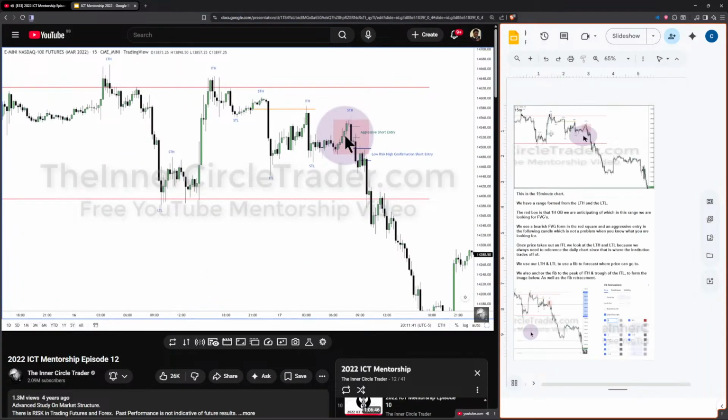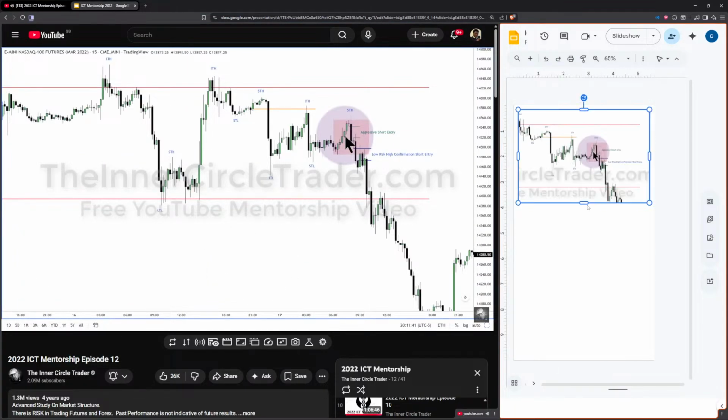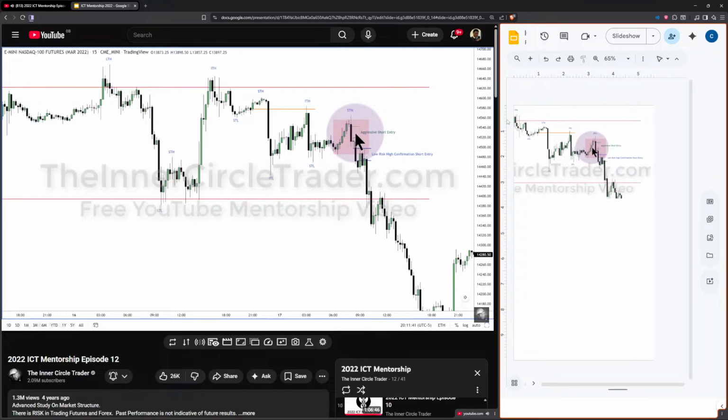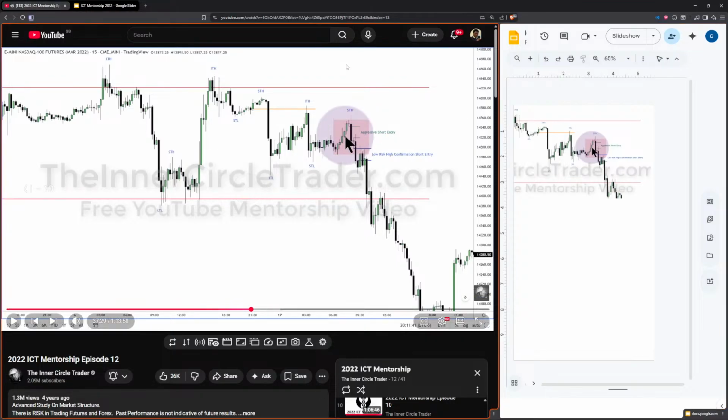So in the model I'm teaching you, you have to look for what? The short-term low being broken. That's your market structure shift. Then you see price go up into that imbalance and then you can go short, or vice versa when you're going bullish. Need a swing low broken.